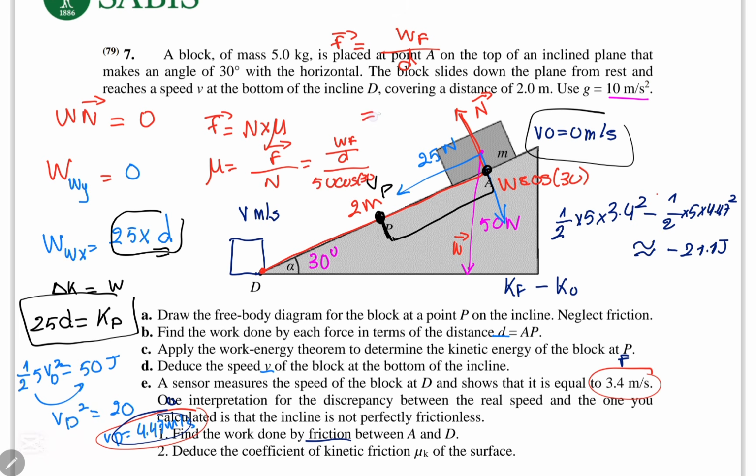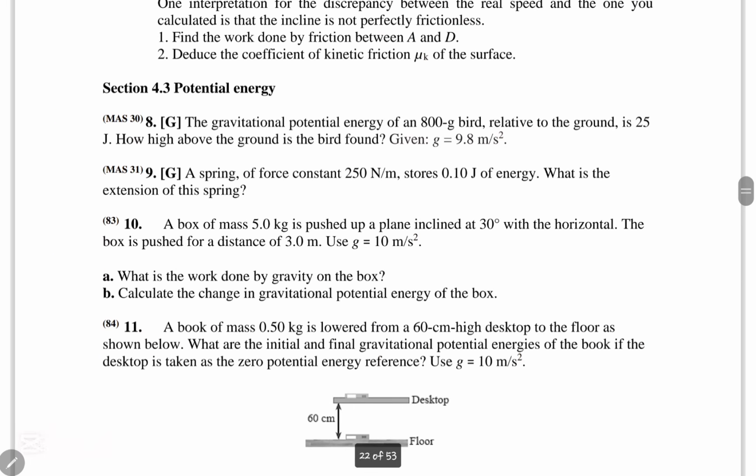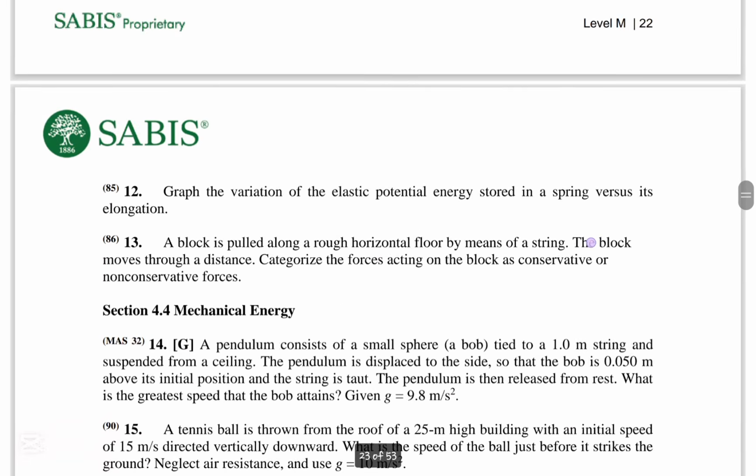So then if you fix it up, the work done by friction divided by 50 cosine 30. The work done by friction is minus 21.1, and the distance is 2 meters. So on your calculator, minus 21.1 over 50 times 2 times cosine 30, you will get the coefficient of friction to be 0.24, and there is no unit. That's it for question number 7. We'll move on to section 4.3, which is the potential energy.